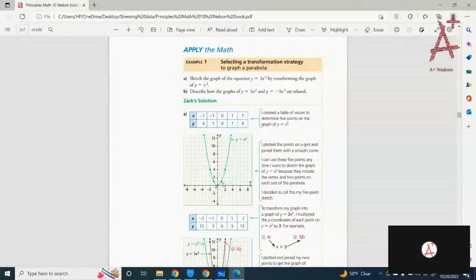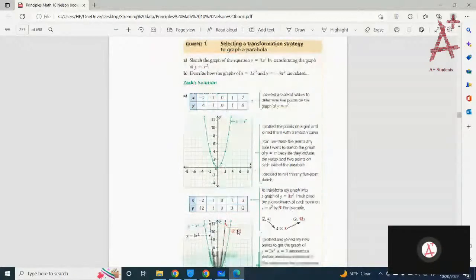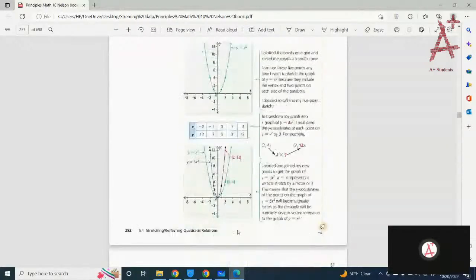Got it? Okay, now the transformation is y equals 3x squared. Just multiply all the y values by 3. Got it? So here you have 4, now it is 12. Here you have y is 1, now it is 3. 0, now you can see all the y values are multiplied by 3. Only y values are changed, the x values are exactly the same.